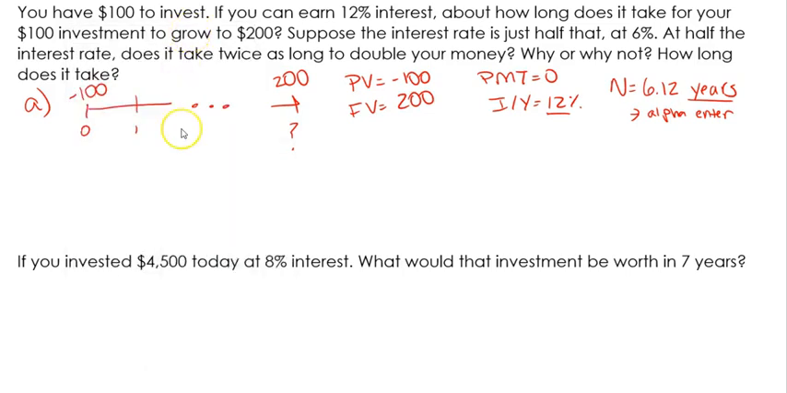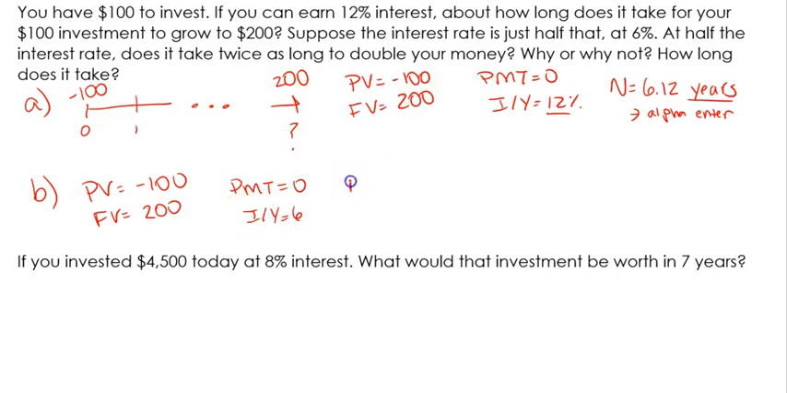Okay. Part B says, what if the discount rate or the compounding rate were 6%? So we're going to leave everything alone. We're essentially using the exact same timetable. So our present value is still a negative 100, and our future value is still a positive 200. Our payment is 0. Our discount rate is 6%. And we can solve for N. And I got 11.89. And again, we know that's years because we used an annual rate here.